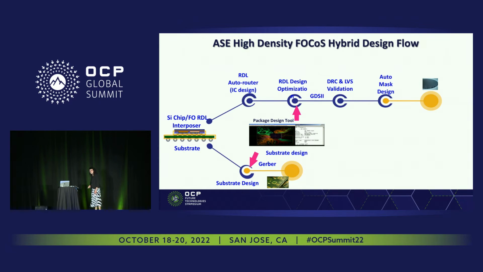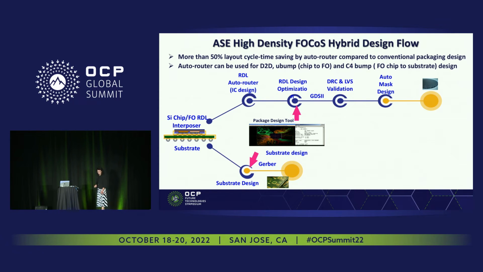But how about the high density RDL design? This shows the RDL design flow. We use the IC design tool to do the auto router for RDL. After that, we also leverage the package design tool, the APD file, to optimize your RDL design, and then generate the GDS file. Then using the GDS file, you can do the LVS or DRC, the design rule check. Finally, you generate the mask, your RDL mask design, and for this we also use the auto mask design tool.